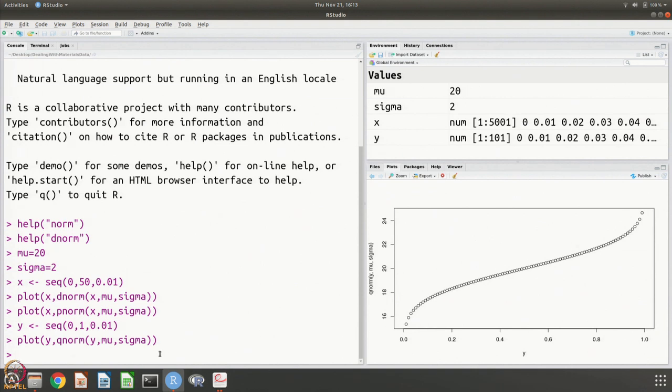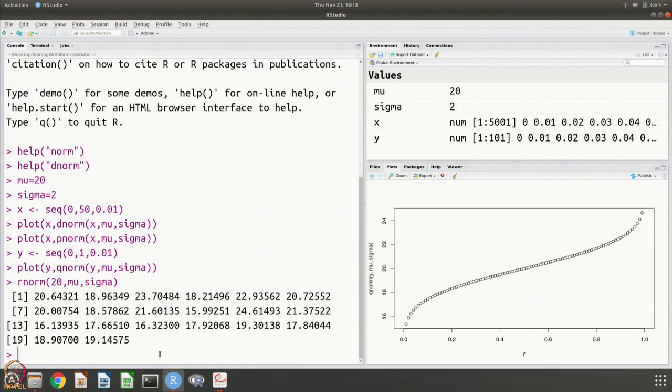And of course, if you want to generate random variates, you have to say rnorm, and you have to tell how many random variates you want. Let us say we want 20, and the mean is mu and standard deviation is sigma. So, we have rnorm. You can see that these are values which are centered around 20 and the sigma is 2. So, it will be between 18 and 22 is 1 sigma and 16 and 24 is 2 sigma.